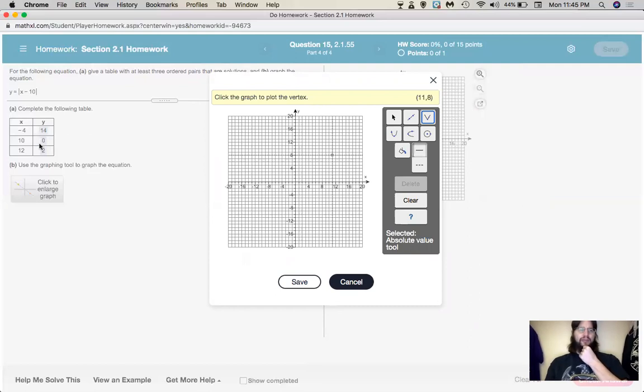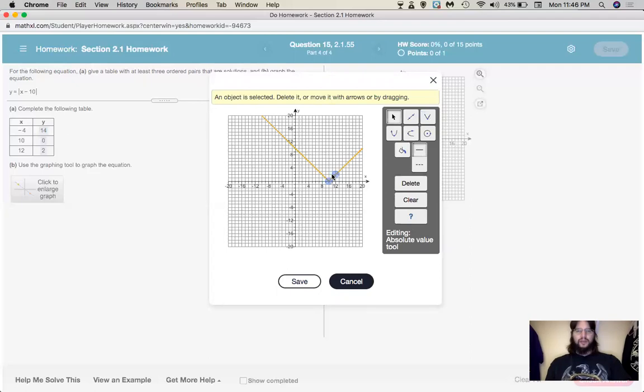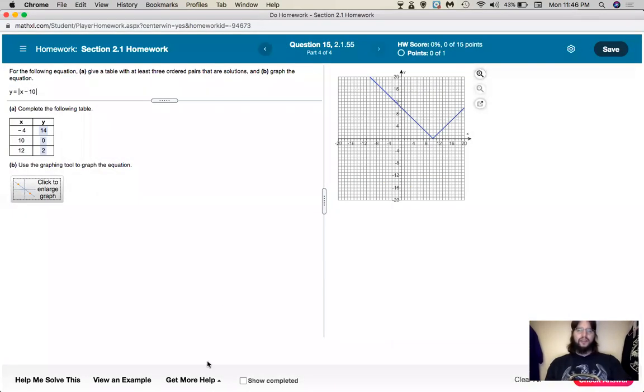It gave us these options. So one of these has to be the vertex, right? Well, lowest one is 10, 0. Let's start there. I guess it's the logic they want you to use. We're going to actually learn how to graph an absolute value mother function in a little while. And then 12 will be 2. And we can see that negative 4, 14 is lining up on there, so that's good. Let's save it and check it.